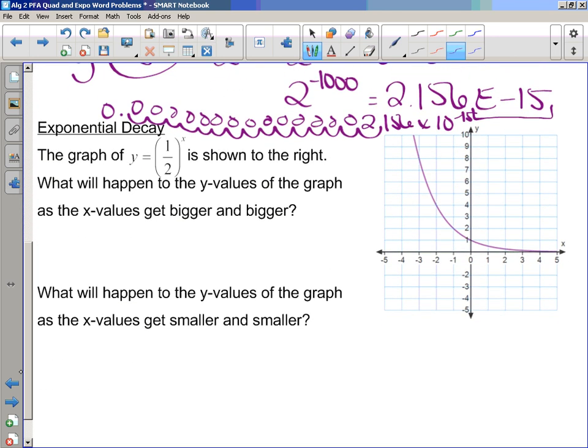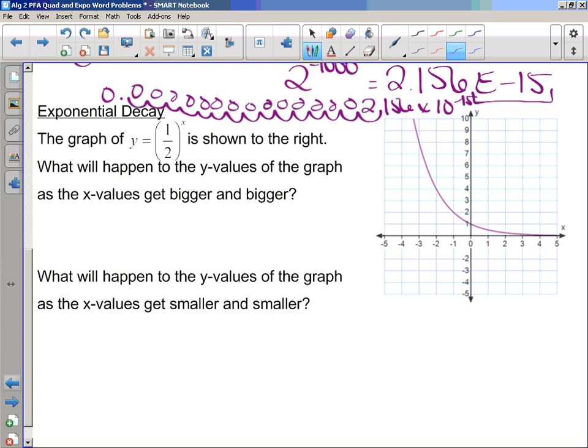Let's look at exponential decay. So the graph of y equals 1/2 to the x is shown to the right. What will happen to the y values of the graph as the x values get bigger and bigger? Again, as x gets bigger and bigger, I'm talking about to the right. Decay decreases from left to right, so I'm looking for that part of the graph. What does it approach? It approaches 0. So the y values approach 0.